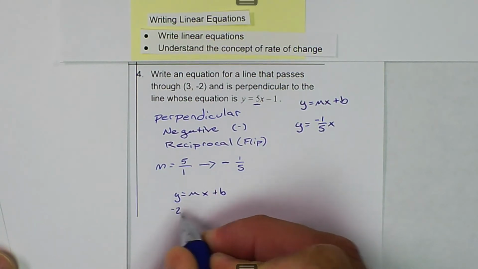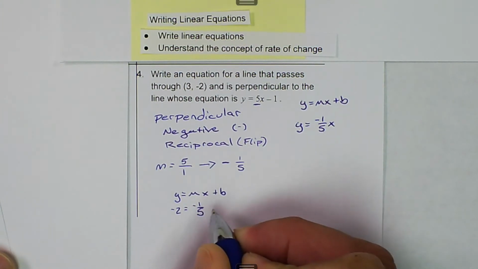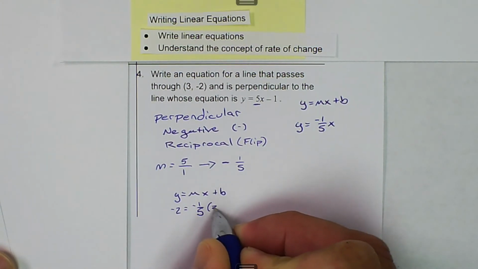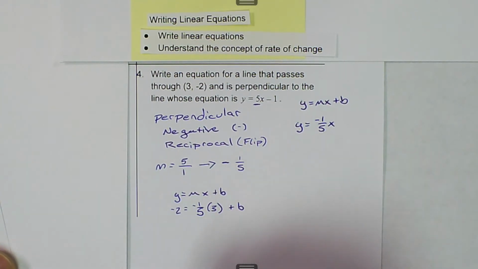The y value is -2. The slope is -1/5. The x value is 3, and plus b. So when we go through and do this, we can multiply this across, and we get -2 is equal to -3 over 5 plus b, and then we can add 3/5 to both sides.